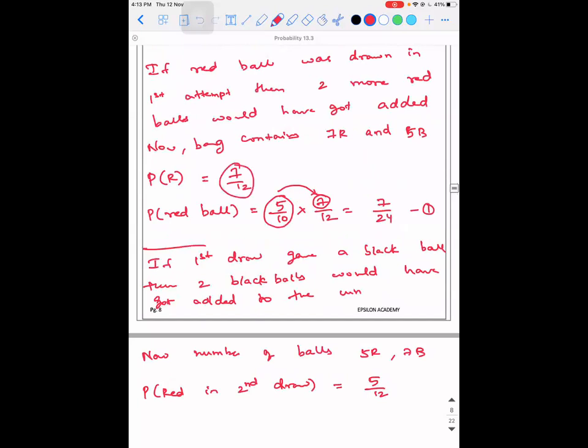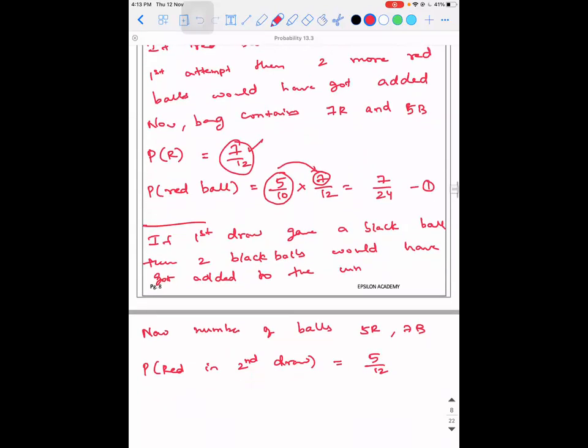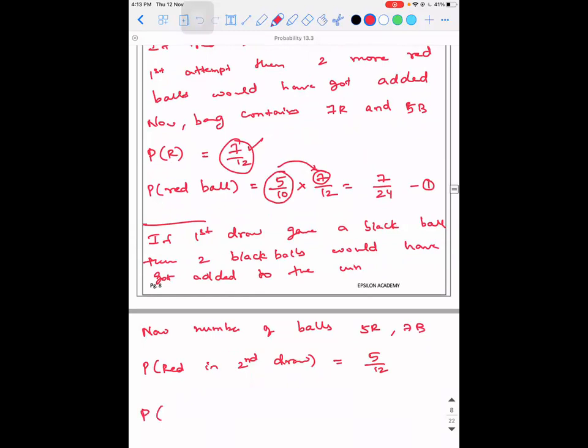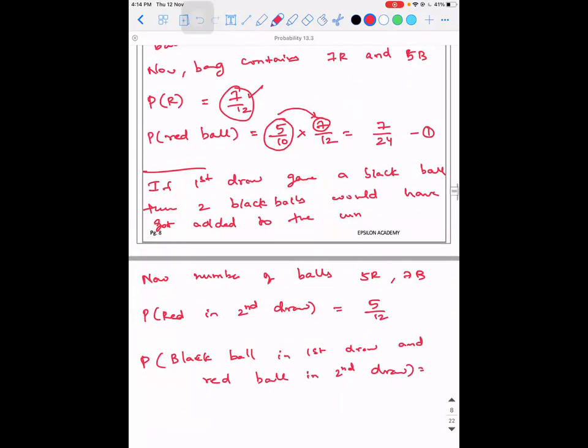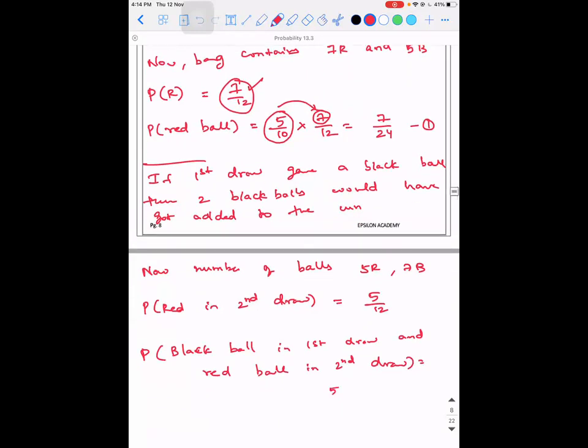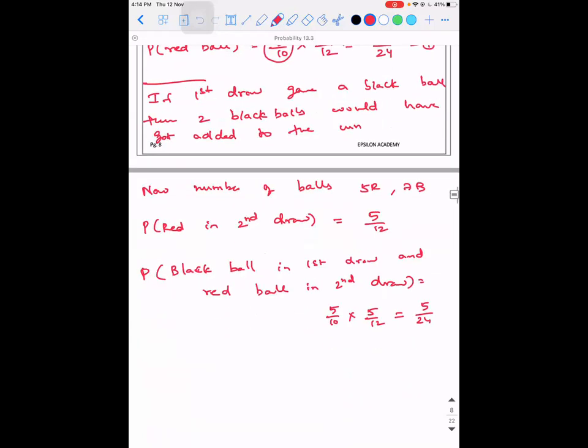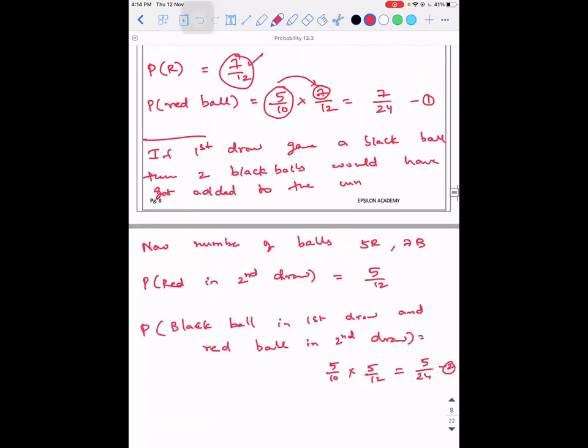Observe here it was 7 out of 12. That 7 came because initially it was a red ball. So what is the probability of getting a black ball in the first draw and a red ball in the second draw? It would have been 5 by 10 into 5 by 12. That is 5 divided by 24. Guys, accepted? Did you understand what I did?